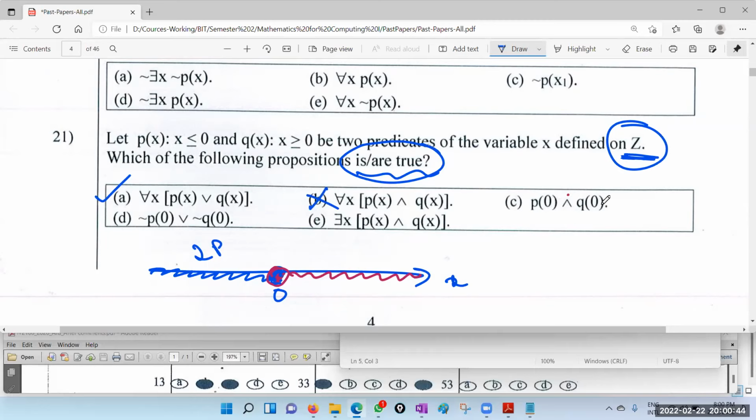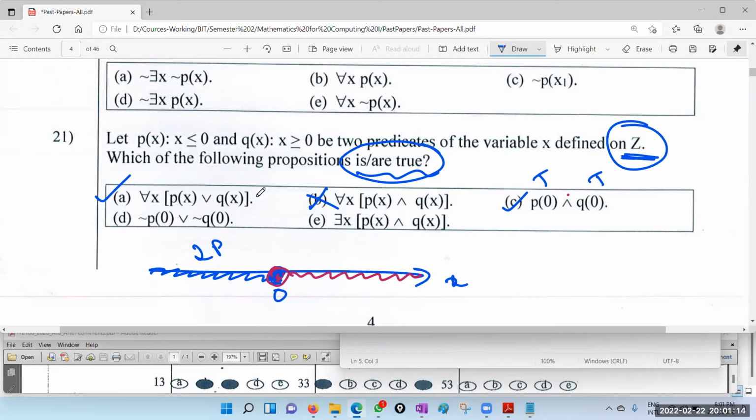P0 and Q0. So Px is this. When x is 0, 0 is less than or equal to 0, which is correct. So this is true. Q0: when x is 0, x is greater than or equal to 0. So 0 is greater than or equal to 0. Obviously. So true and true is true. Right? So this is correct.